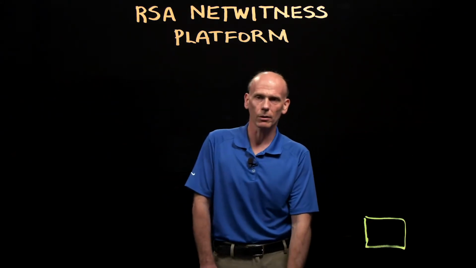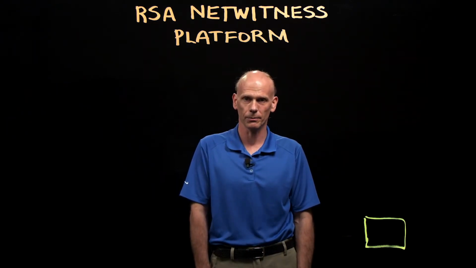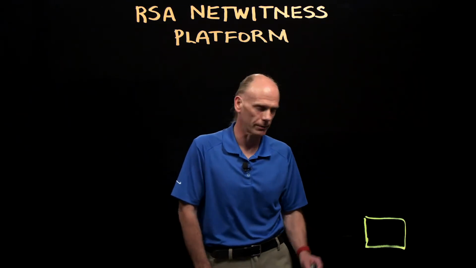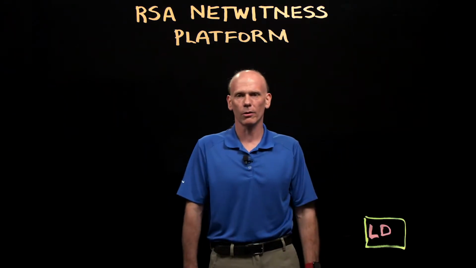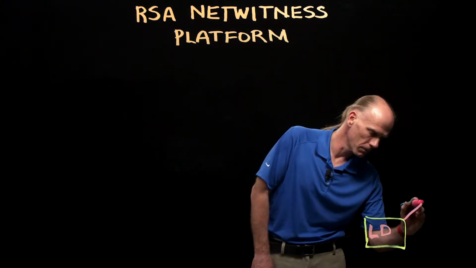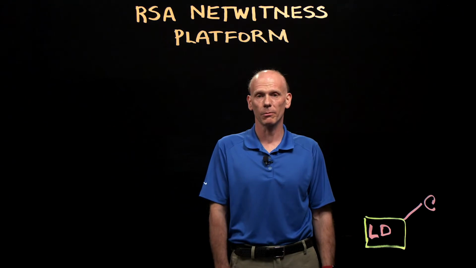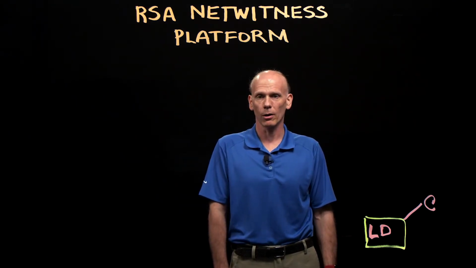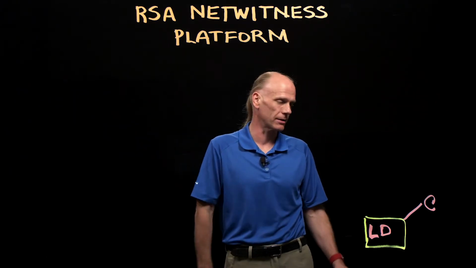If we start with the logs module, the first thing we need to do is to be able to collect the logs. And we do that by a capture device that we call a log decoder. The log decoder's functions are pretty simple. First and foremost, we need to capture the log data. We do this by many different protocols, whether syslog or Windows Remote Management or some of the other protocols that are required to capture these devices.